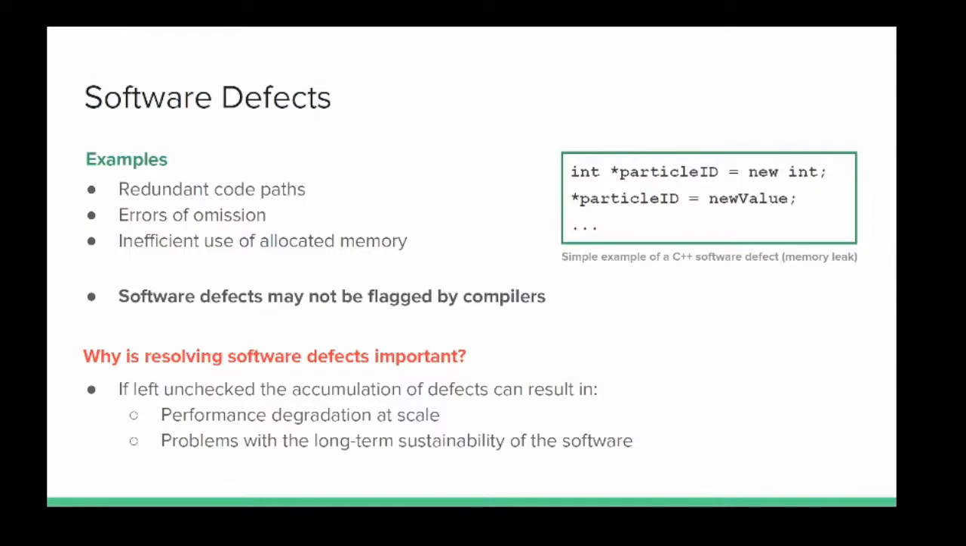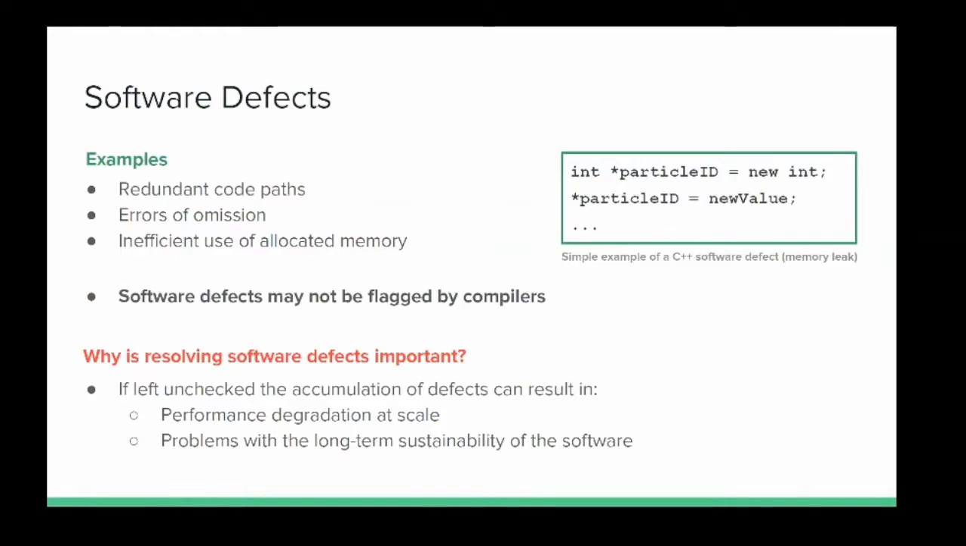It could be that you have redundant code paths in your code that don't get used anymore and there's no coverage. It could be errors of omission. It could be things like uninitialized variables in your code. Or it could be something like an inefficient use of allocated memory. So you may inadvertently introduce memory leaks in your code. And importantly, software defects may not be flagged by compilers. So you may argue, it compiles, it runs, who cares? What's the problem?